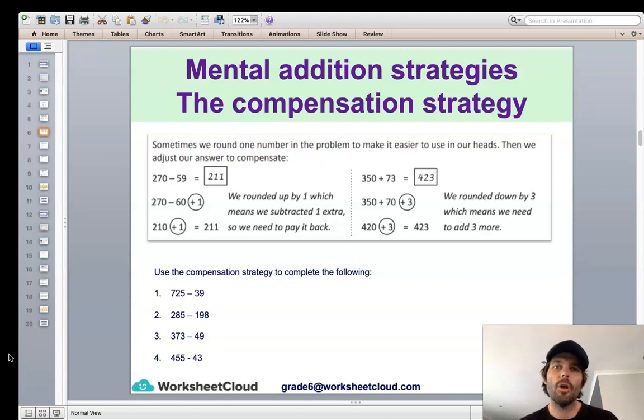The right hand side example, 350 plus 73, I'm going to add 70, okay? And then I'm going to add 3 at the end. So I'm first going to add the 70 because adding friendly numbers is easier. That will give me 420. And then because I added 3 less, I must now add those 3 at the end. Okay? So there are 4 examples there for you to do, all subtraction. See if you can wrap your head around it, and then press play to see how you get on with the Jamboard.